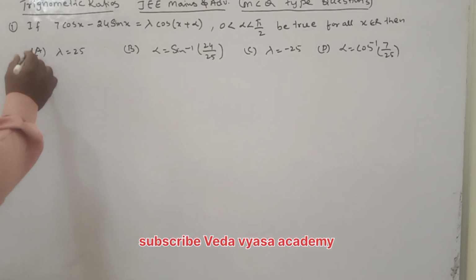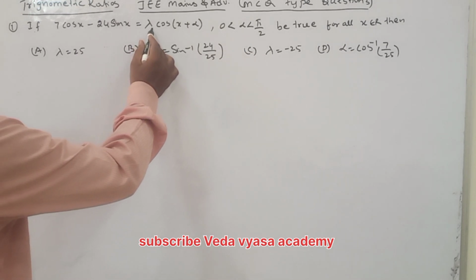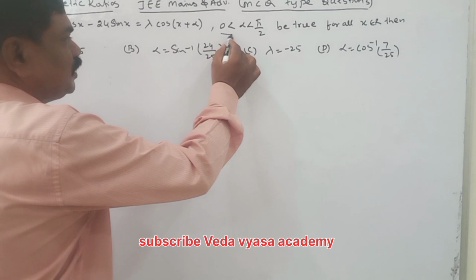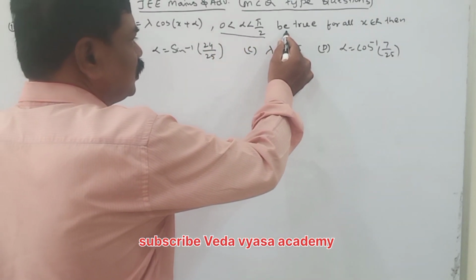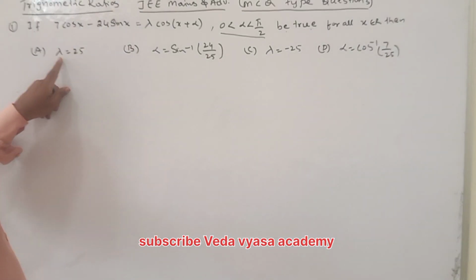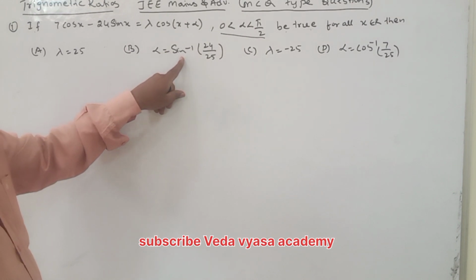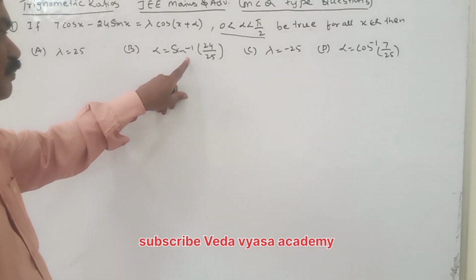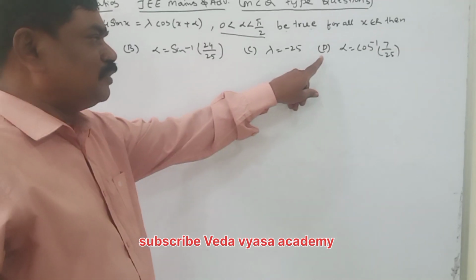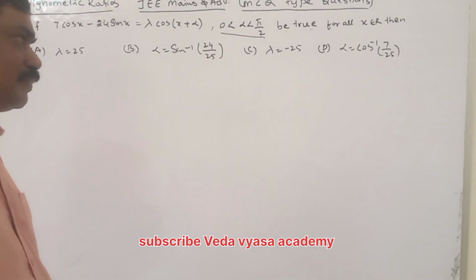Here we are given: if 7 cos x minus 24 sin x is equal to lambda cos of (x plus alpha), with 0 less than alpha less than pi by 2, be true for all x belonging to R, then: A, lambda is equal to 25; B, alpha is equal to sin inverse of 24 by 25; C, lambda is equal to minus 25; D, alpha is equal to cos inverse of 7 by 25.